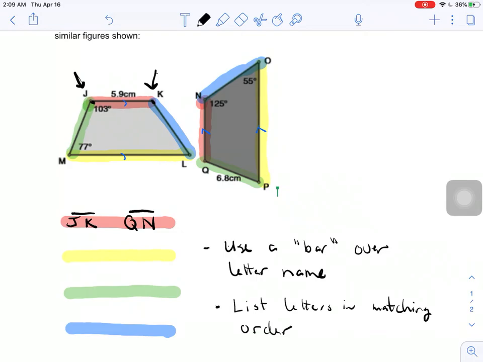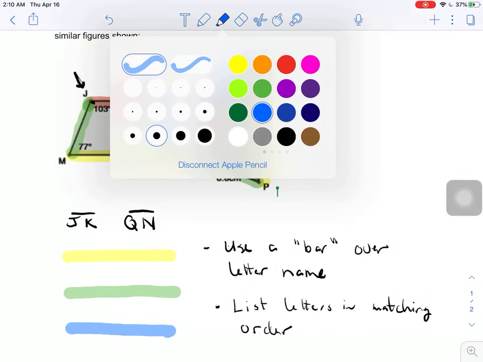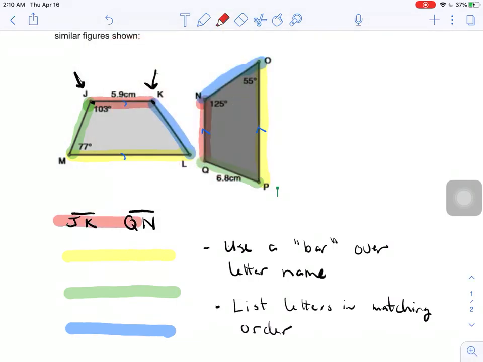And the way we could say they're corresponding is with a symbol, and this is called a congruent symbol or a similar symbol. Well, actually, we wouldn't want to use that, so never mind. We'll just list them out. Otherwise, we're going to get into some complicated things that we don't need to get into right now. So we'll just list them out. So that's one pair of sides.